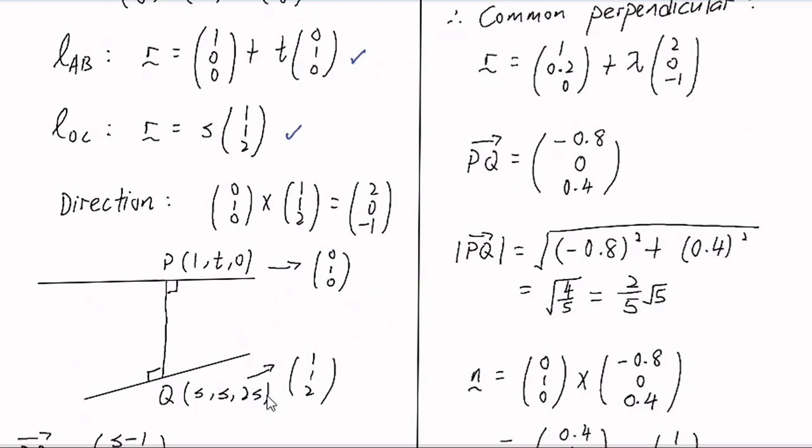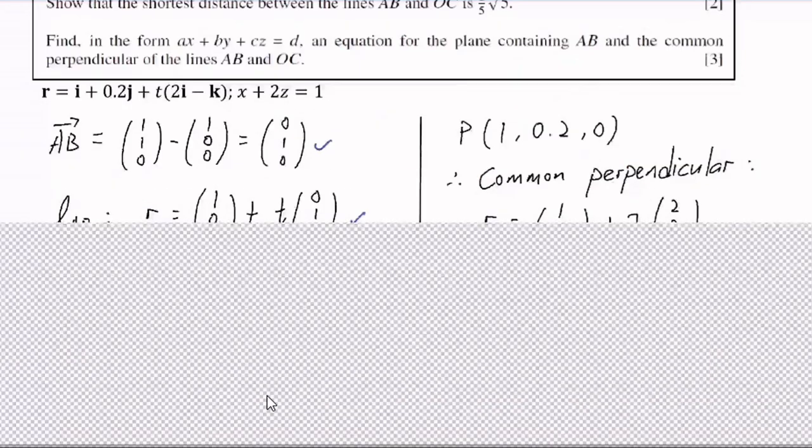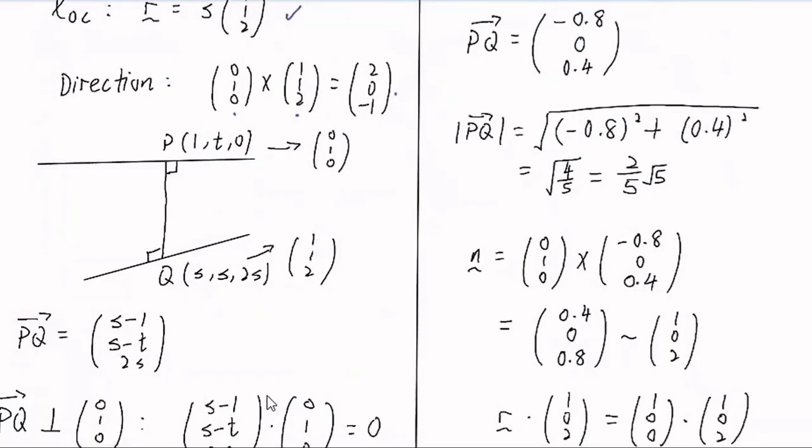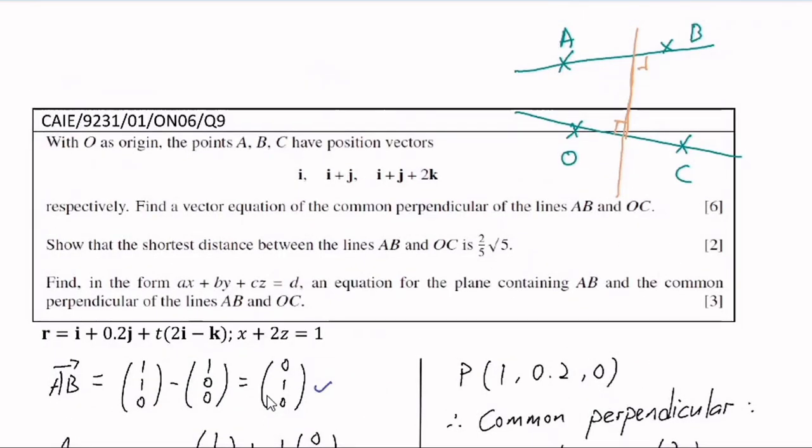Now we want to find the direction of the line. The common perpendicular line is found when we cross the two normals, because it has to be perpendicular to both AB and OC at the same time. So we cross them, and this is what we get. Next, we have got the common perpendicular already, so it must pass through some points. Now we are trying to find what points we have for that.